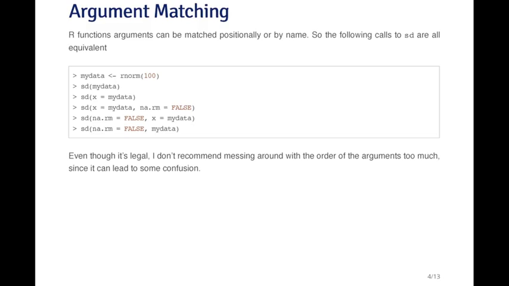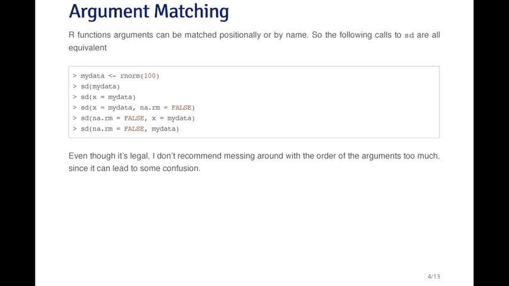I'm going to say x equals my data and na.rm equals FALSE. That calculates the same thing as before. Now, when I name the arguments, I don't have to put them in any special order. For example, I could reverse the order of the arguments here, say na.rm equals FALSE first, and then say x equals my data second, and that'll produce exactly the same results because I've named the arguments. Now, what happens if I name one argument and don't name the other?